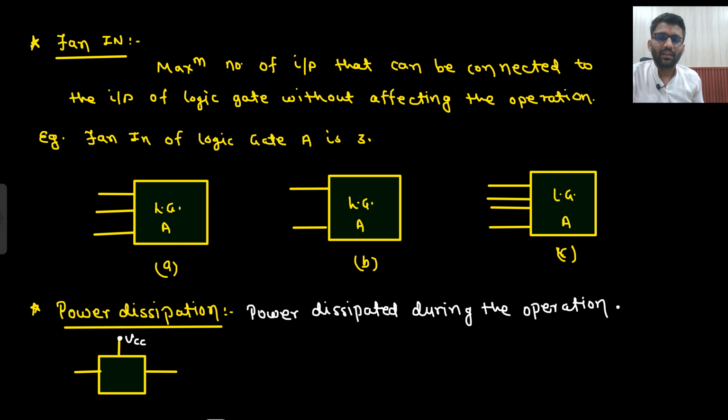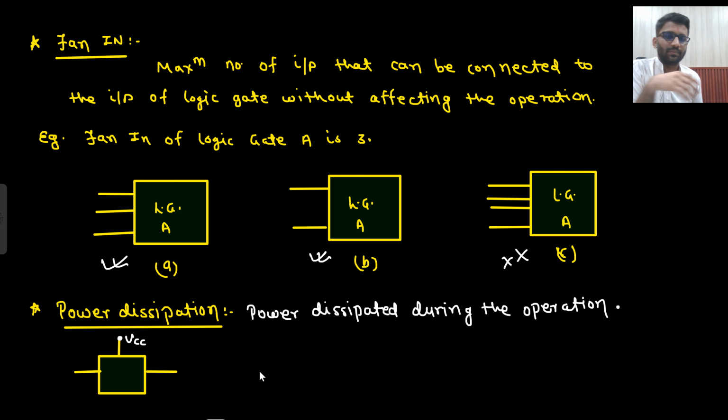Let's see the next one, fan in. The maximum number of inputs you can apply. So if I am saying fan in of logic gate A is 3, I can apply a maximum of 3 inputs. So this is fine, this is also fine, but this is not fine, because I can apply a maximum of 3 inputs. You are applying 4 inputs.